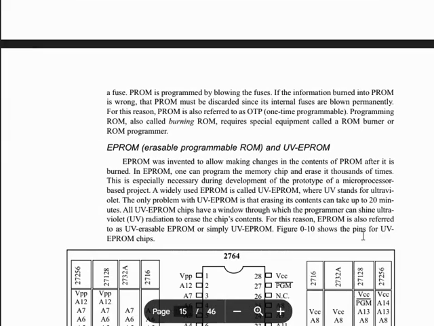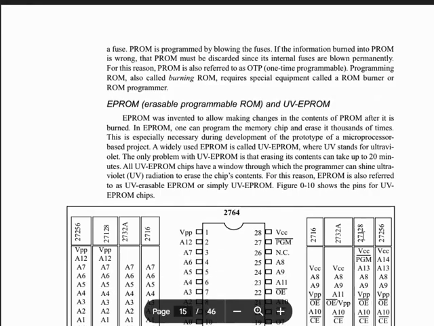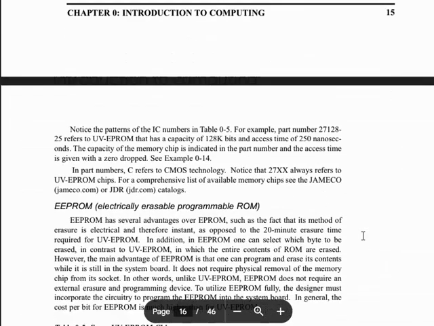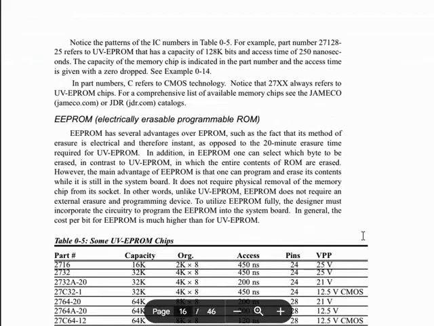EPROM, erasable programmable ROM, can be erased and reprogrammed multiple times. It uses UV light to erase the data. Programming requires a special device. EEPROM, electrically erasable programmable ROM, can be erased and reprogrammed electrically. No need for UV light or special programming devices. Often used in applications where data needs to be updated frequently.